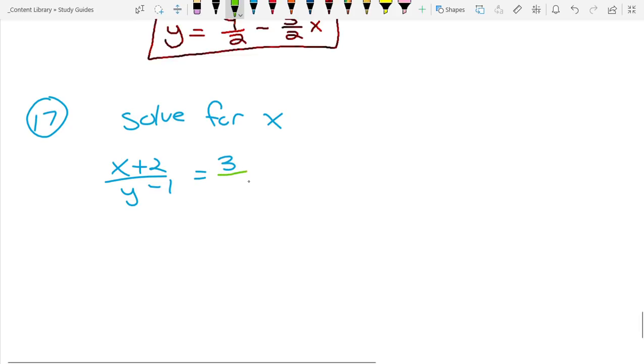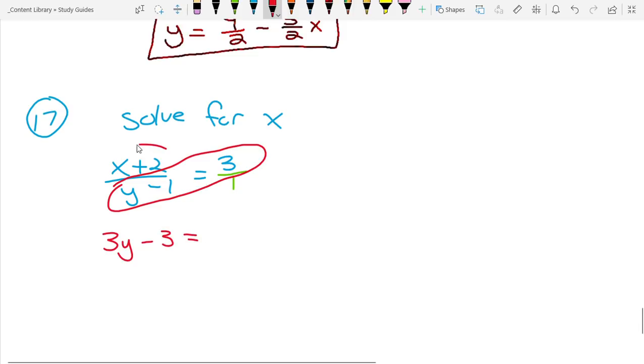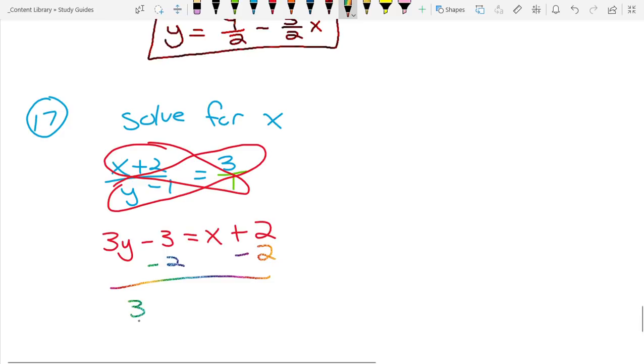Let's just put it over 1. Now you have a fraction. Now you can use your cross multiplication. So we do 3 times y, which is 3y. 3 times negative 1, which is negative 3. Then we do 1 times x, which is x. 1 times 2, which is 2. We're solving for x, so we just got to get rid of that plus 2. So we do the opposite. We subtract 2, and we have 3y minus 5 equals x.